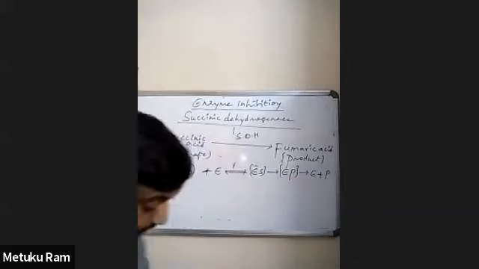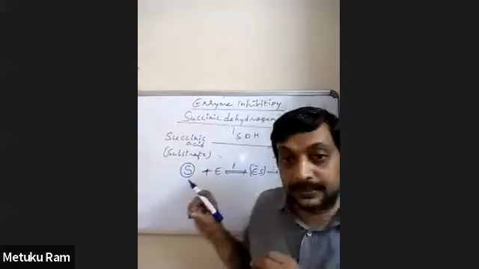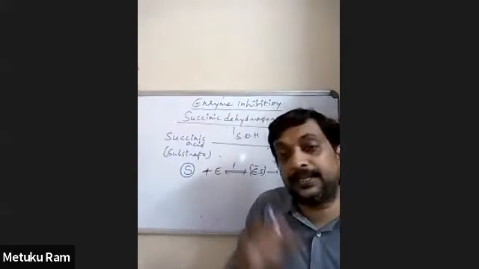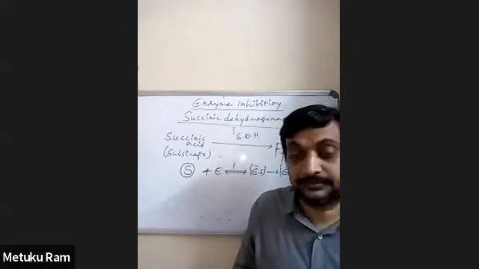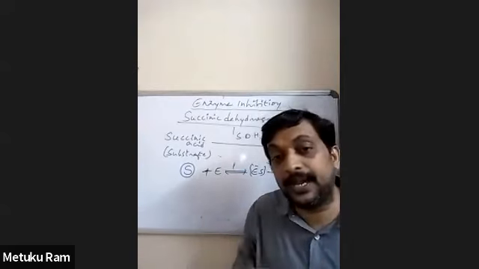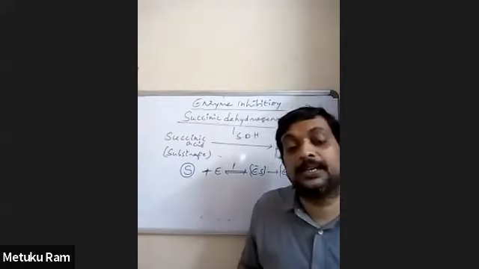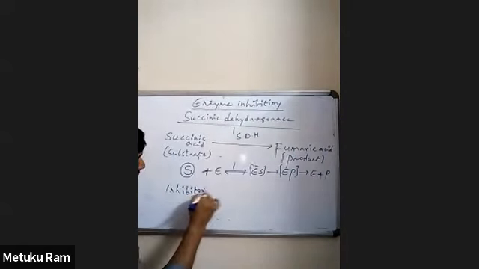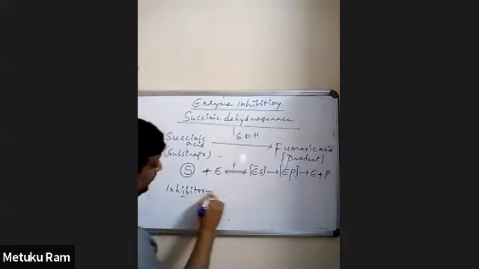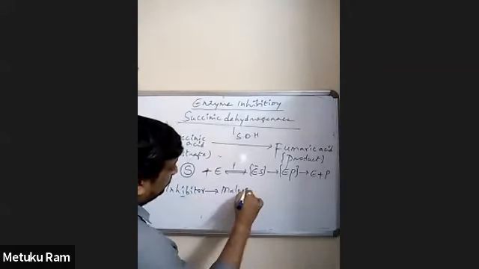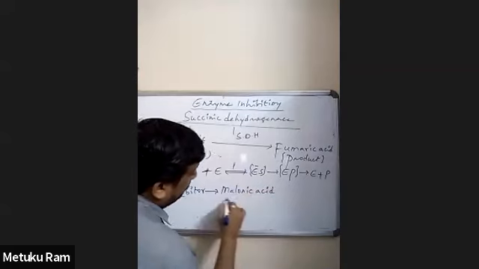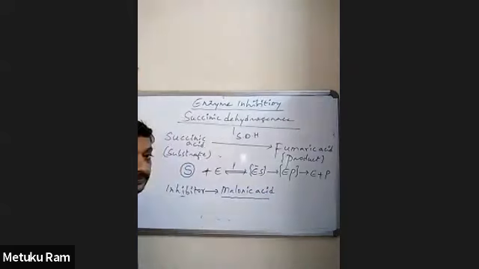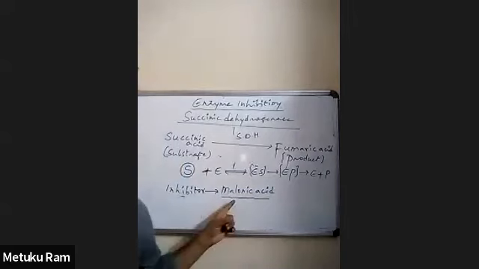Now here, this enzyme's activity is made inactive in the presence of an inhibitor called malonic acid, the inhibitor called malonic acid.